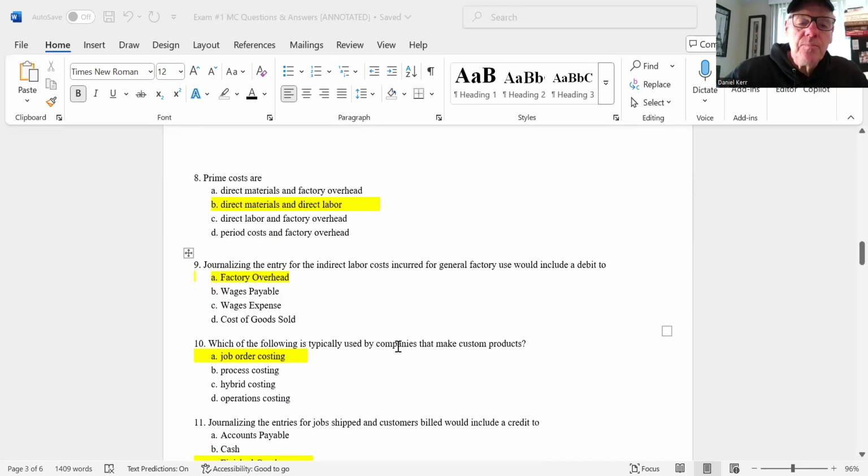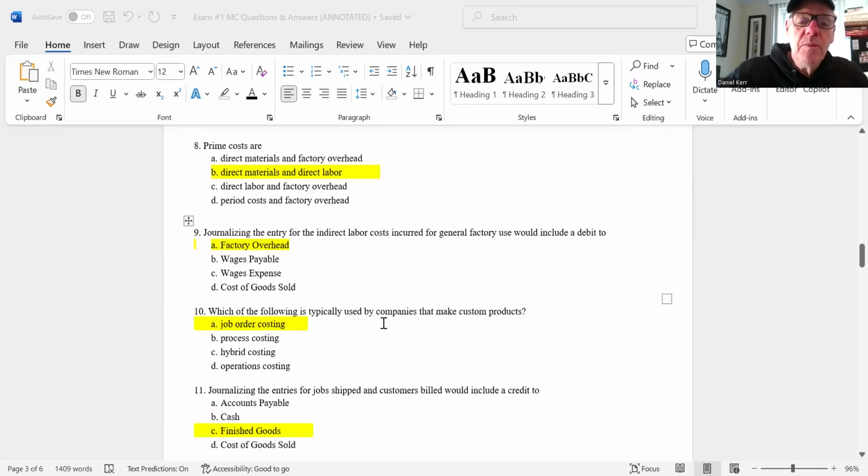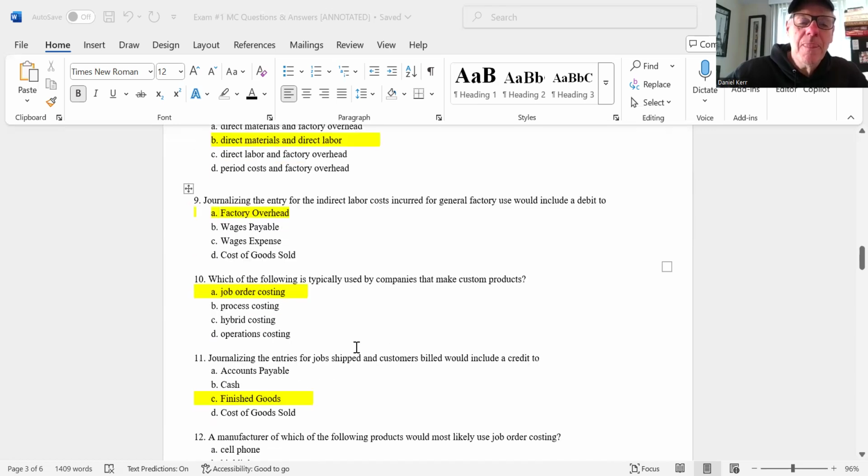Number 10, which of the following is typically used by companies that make custom products? If you make custom products, you use job order costing, in contrast to process costing. Hybrid costing, we just mentioned it as an example that combines both, but we didn't really get into any depth. And I don't know what operations costing is, doesn't mean anything to me. So the one that is typically used for making custom products would be job order costing.